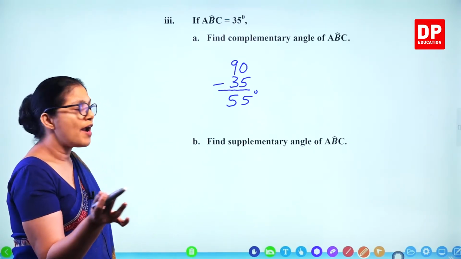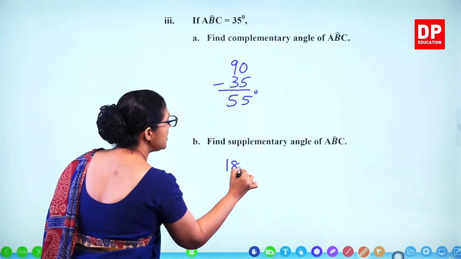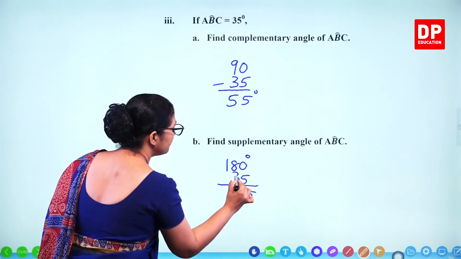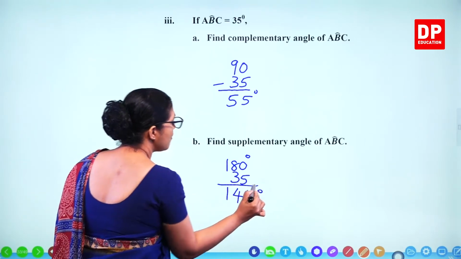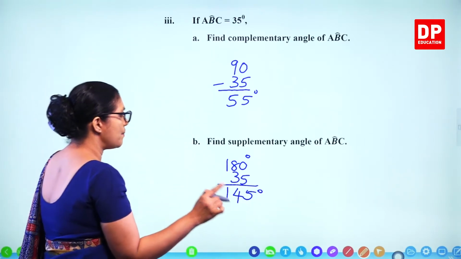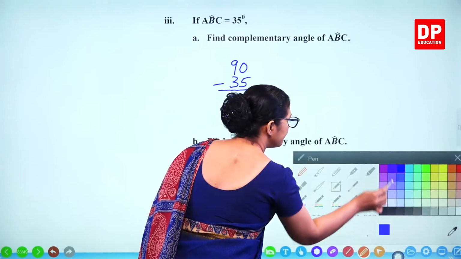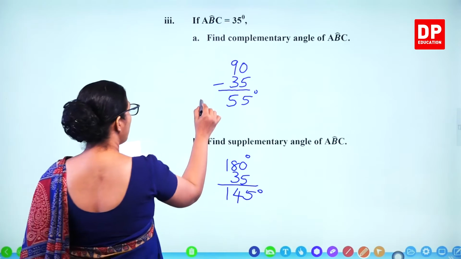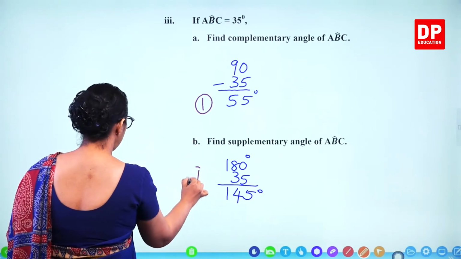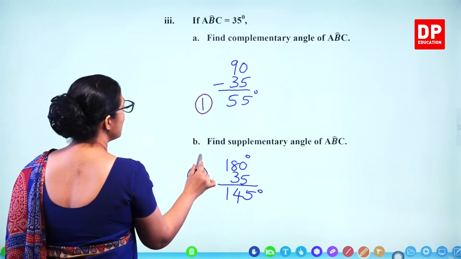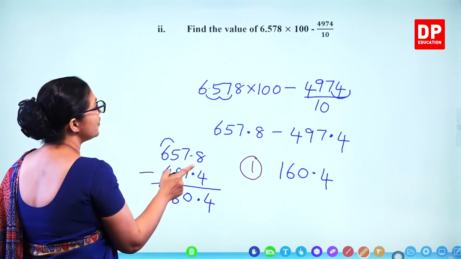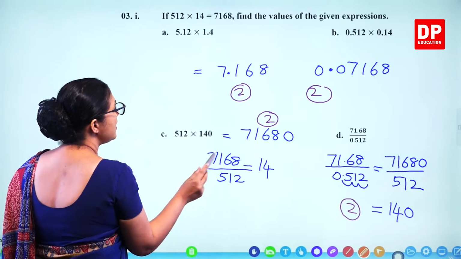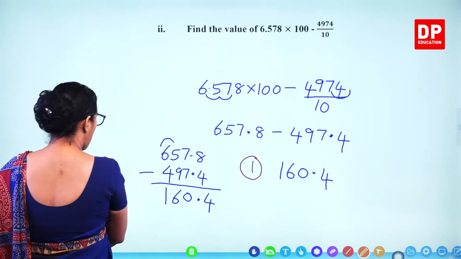Find the supplementary angle of ABC. That means the angles add up to 180. 180 minus 35 is 145, the supplementary angle. How many marks? 1 each. So we gave 2, 3, 4, 5, 6, 7, 8, 9, 10, 11. 11 marks.